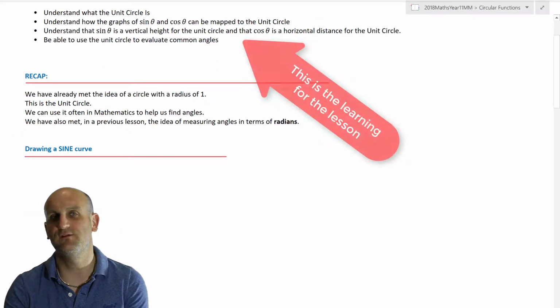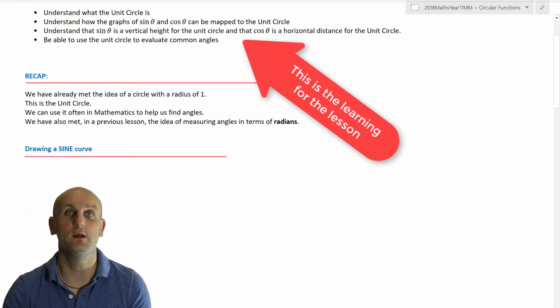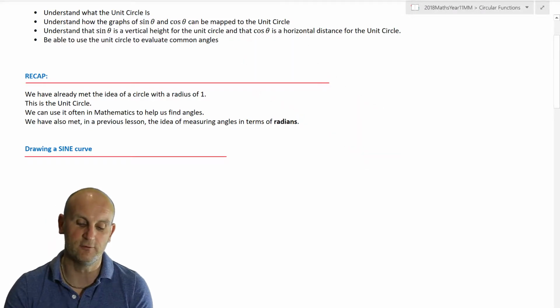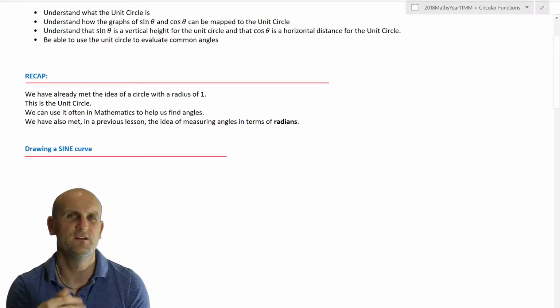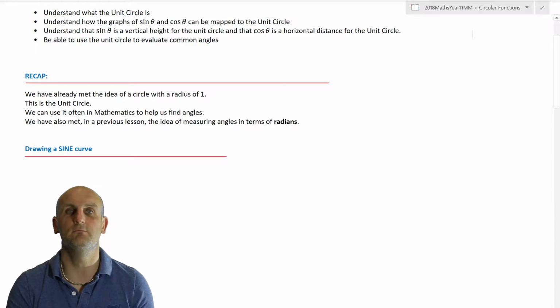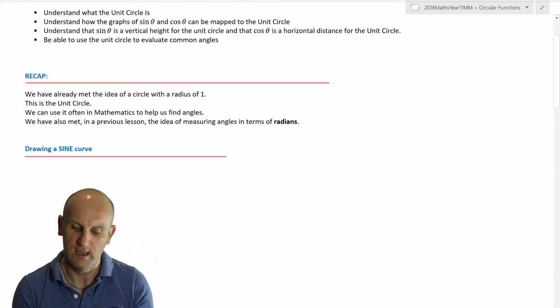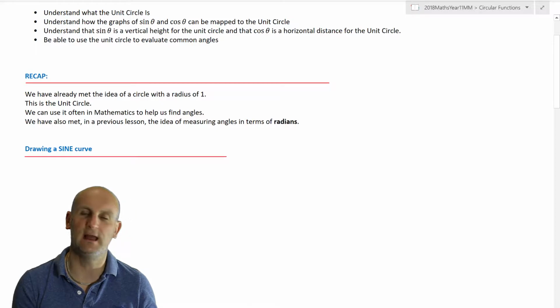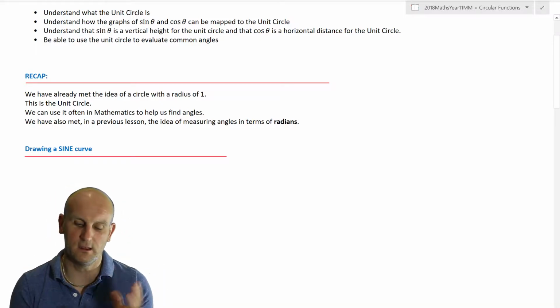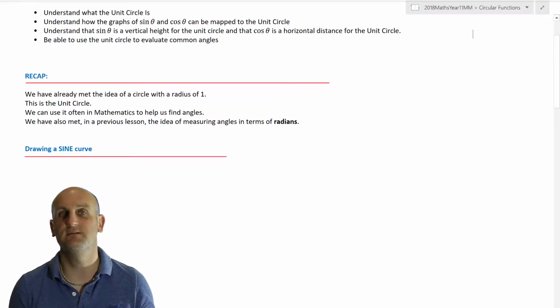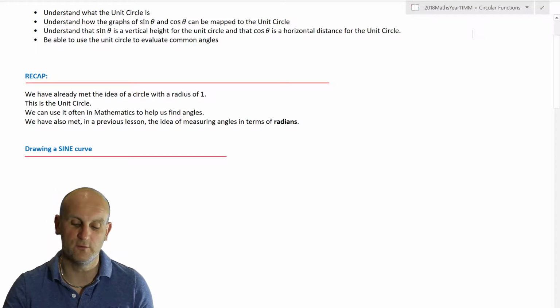So in my previous video, we talked a little bit about the unit circle, but I want to delve more into that. I want to understand how graphs of sine and cosine can be mapped to this thing called a unit circle. Now again, you might not necessarily have even met the idea of sine and cosine graphs, and the textbook series that I'm following, which is the Cambridge Essential series, basically does things in a little bit of a different way. I am bucking that trend. I want you to understand that sine has some sort of thing about vertical height and cosine is horizontal distance, and to be able to use the unit circle to evaluate common angles.